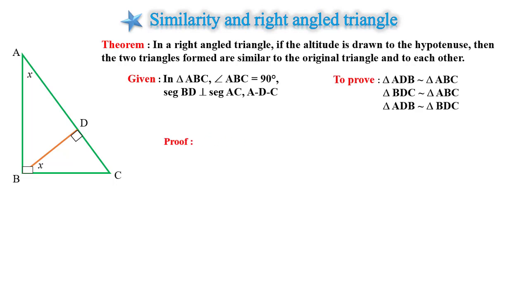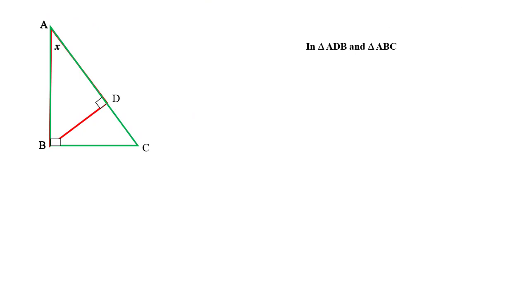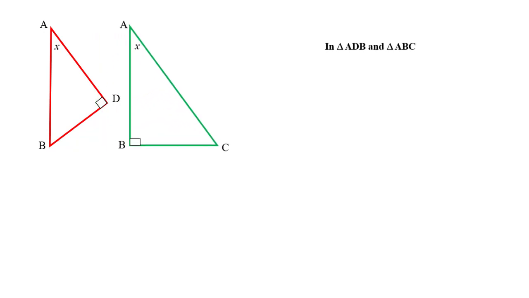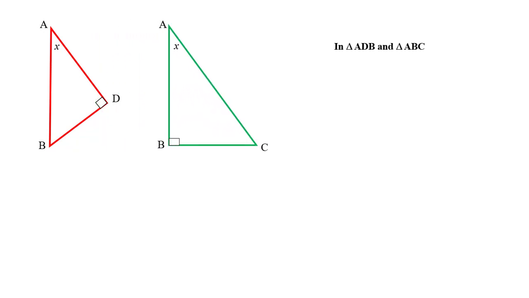Now, proof. From the figure there are three triangles: triangle ABD, triangle CBD and the bigger triangle ABC. All three are right angle triangles. In triangle ADB and triangle ABC, here is the figure. Now separate these two triangles like this: triangle ADB and triangle ABC.